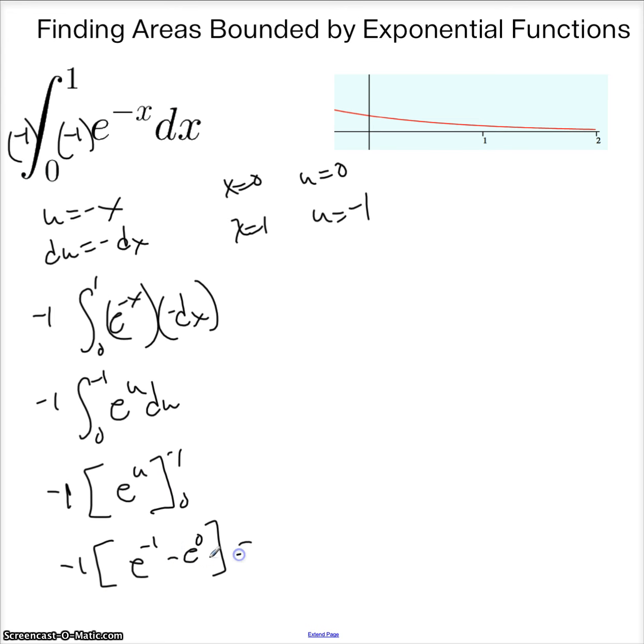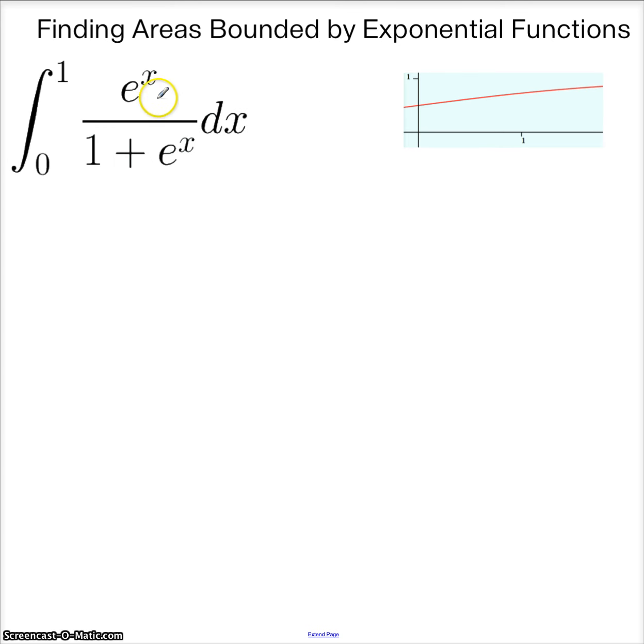All right, and this becomes e to the 0 minus e to the negative 1, which is 1 minus 1 over e. And if I were to put this in my calculator, I would get this to be about 0.632. Now let's look at this one.